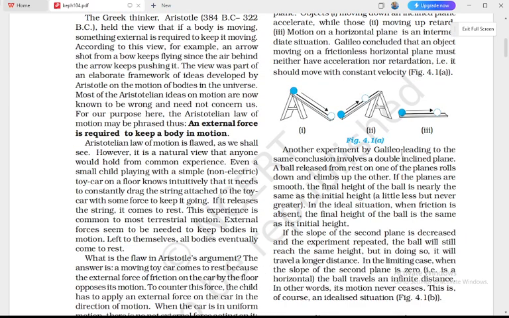An experiment by Galileo leading to the same conclusion involves a double inclined plane. A ball released from rest on one of the planes rolls down and climbs up the other. If the planes are smooth, the final height of the ball is nearly the same as the initial height, a little less but never greater. In the ideal situation, when friction is absent, the final height of the ball is the same as its initial height.